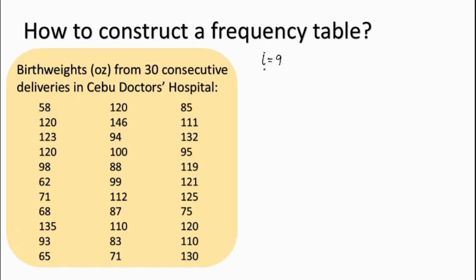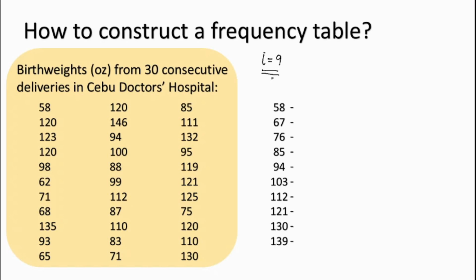Now that we have the interval set to 9, we are now ready to construct the classes. We begin with the smallest number, which is 58, and keep on adding 9 to create 10 rows. So 58 plus 9 is 67, 67 plus 9 is 76, and so on. Again, we wanted to create 10 rows because we have decided on 10 classes earlier.